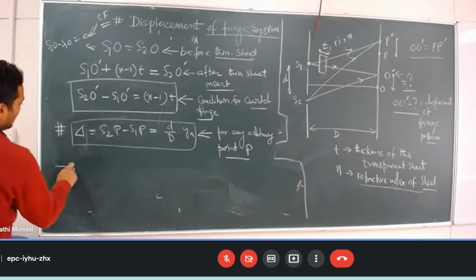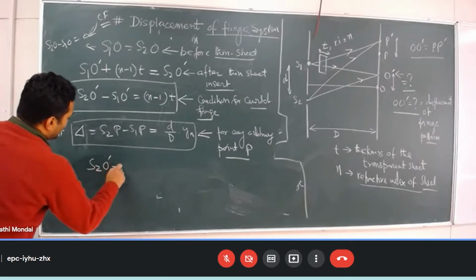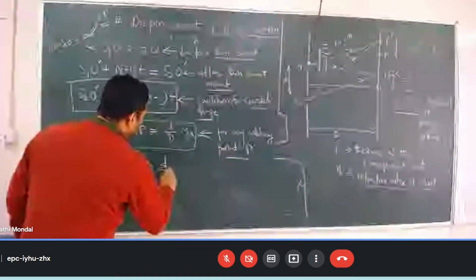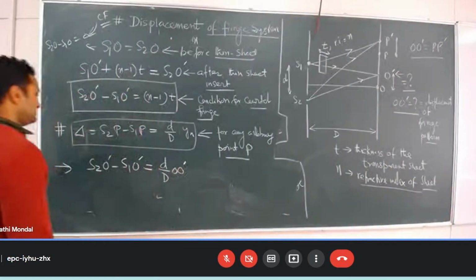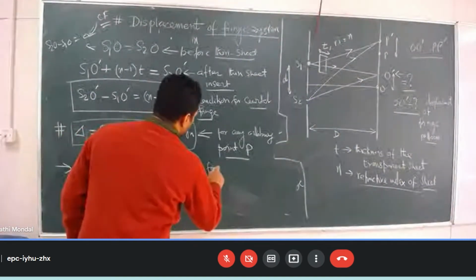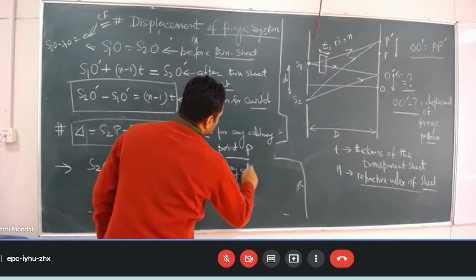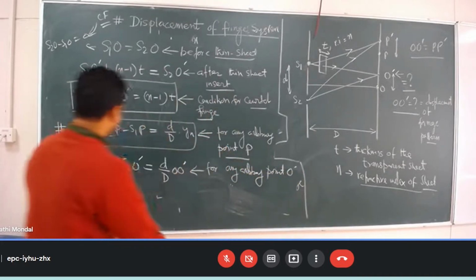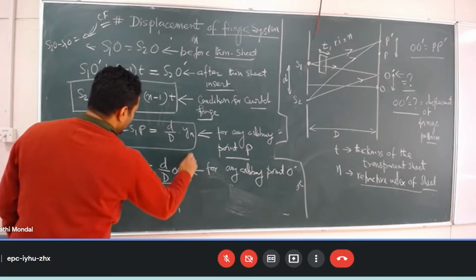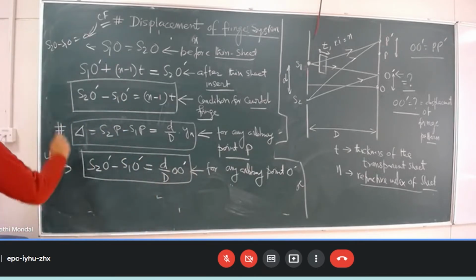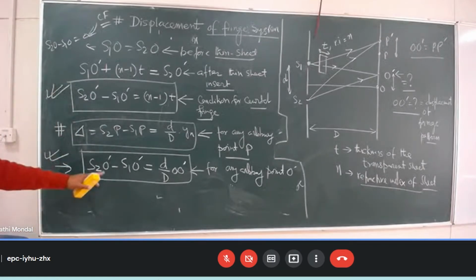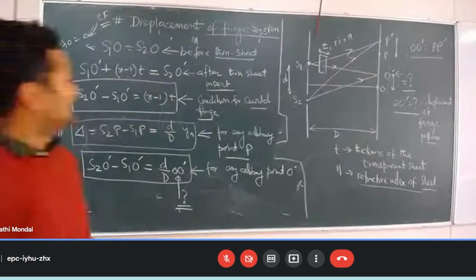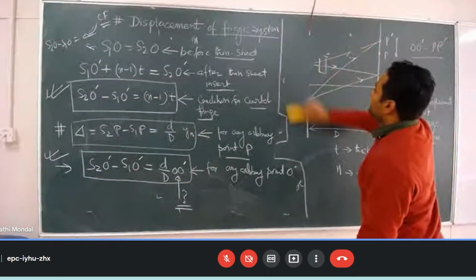So how much will S2O dot minus S1O dot be? It will be d by D into O dot. So this is for any arbitrary point O dot. Now I can compare this equation and this equation to get the value of O dot, which is actually our purpose. So now I can compare these two equations.